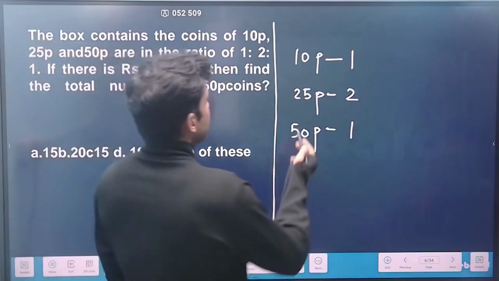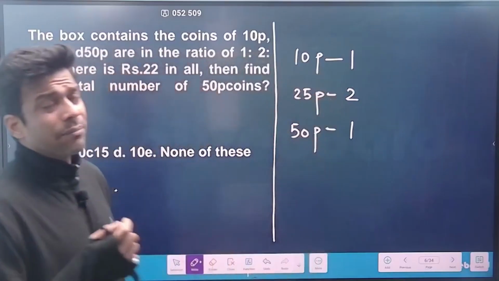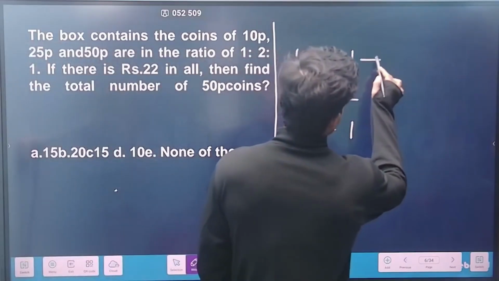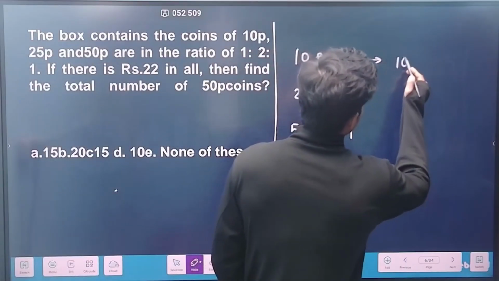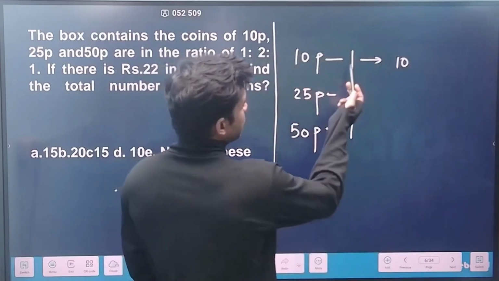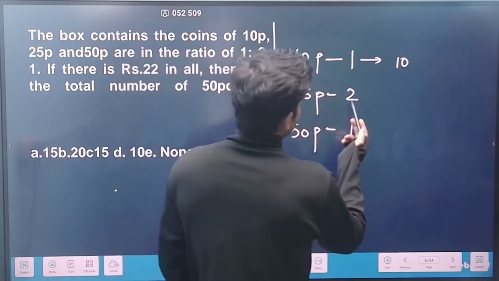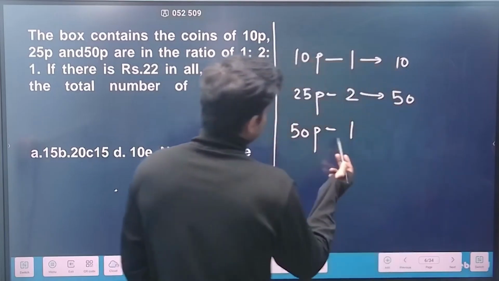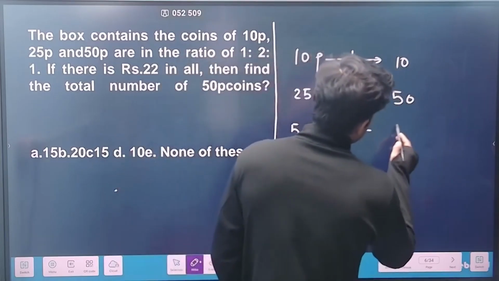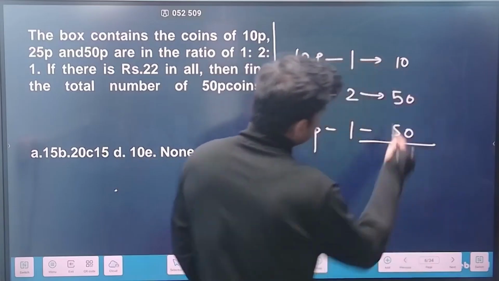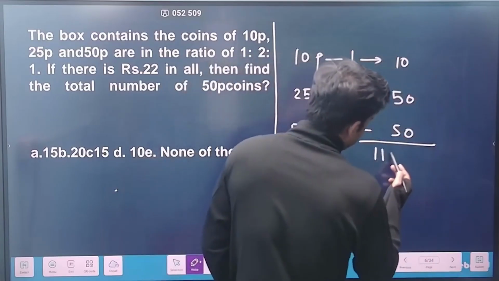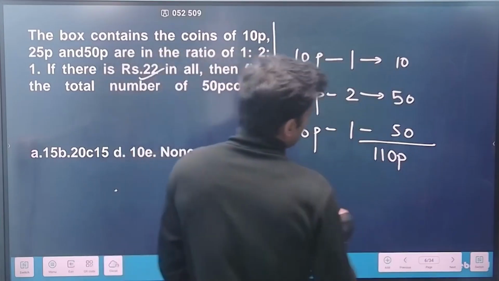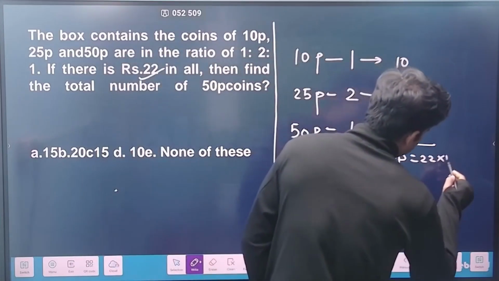If I'm having 10 paise one coin, then the total paise in terms of coin would be 10 only, because 1 into 10 is 10. 25 paise two coins, in terms of paise, will be 50 paise. Then again 50 paise one coin, which is 50 paise. So in total I'm having 110 paise. But in total of rupees, I'm having 22. So 22 multiplied by 100, converted into paise.